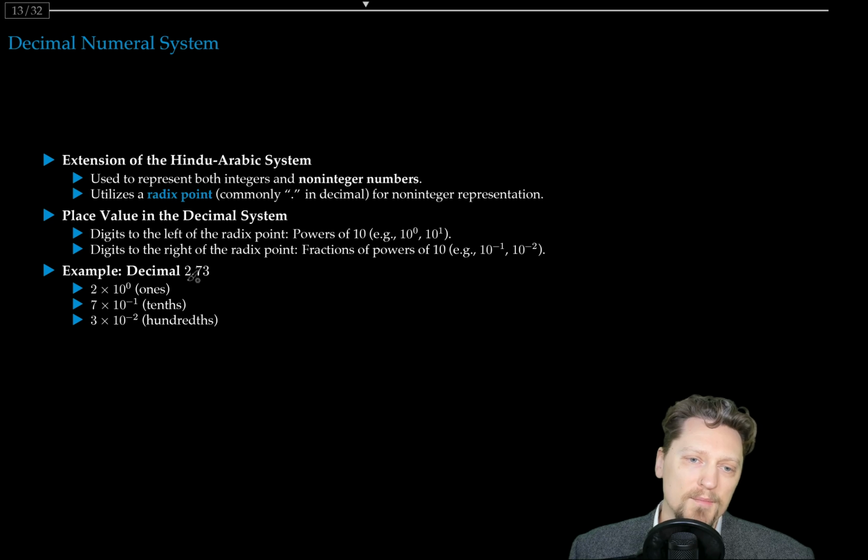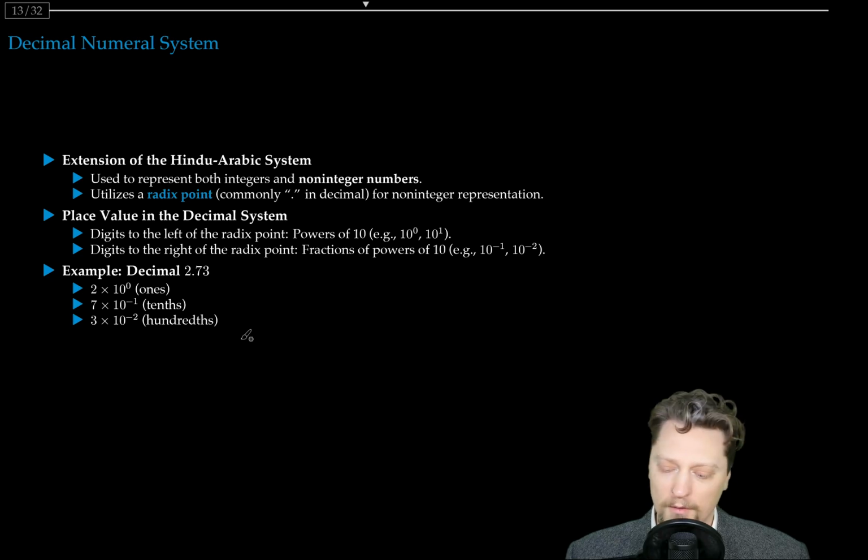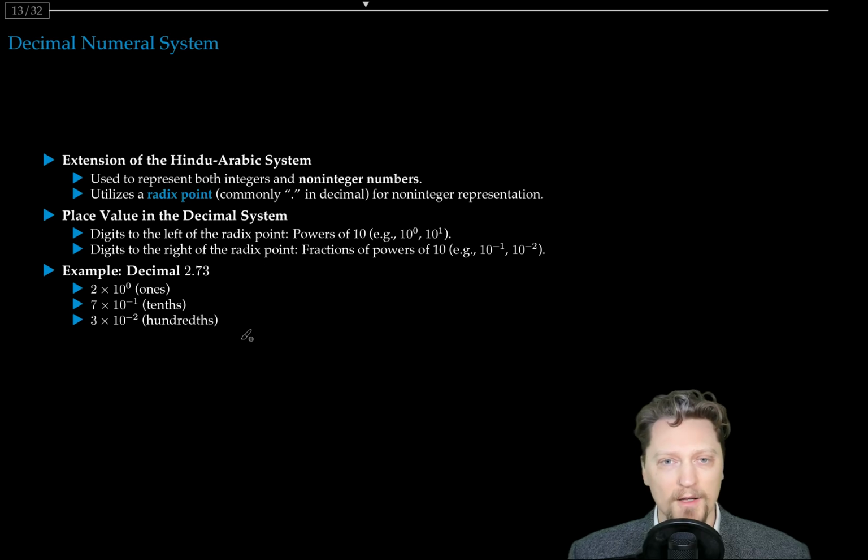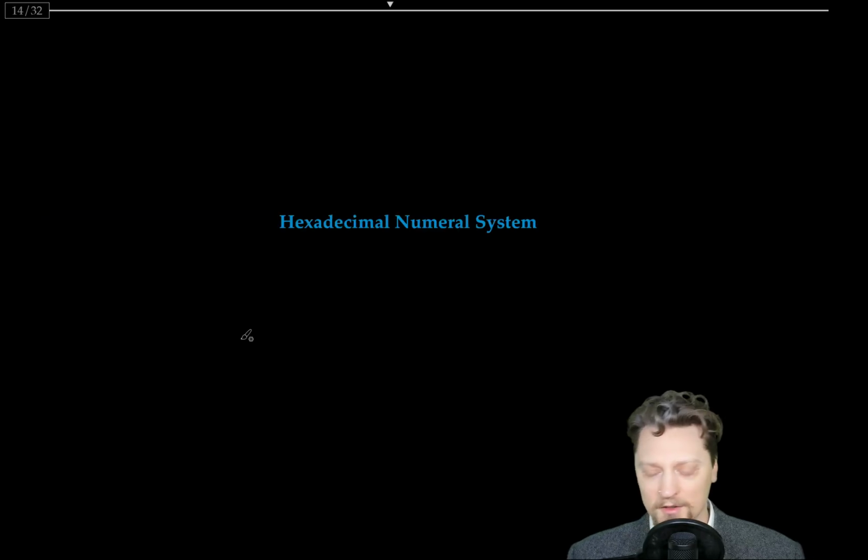Example, the decimal 2.73. 2 in the ones place, 7 in the tenths place, and 3 in the hundredths place. We're all very familiar with the decimal numeral system, but these concepts might be a little bit fuzzy or maybe never gone over before with you. So we go over them to help us understand how decimal works better, but also how binary and hexadecimal work as well.